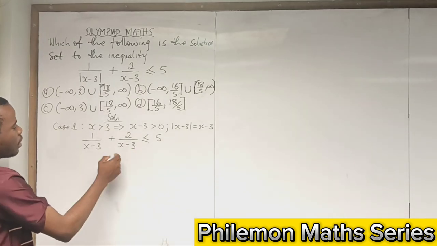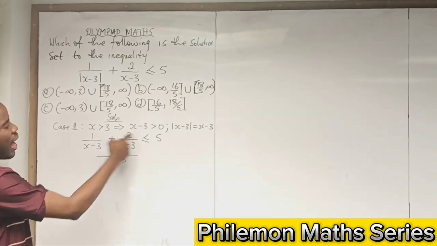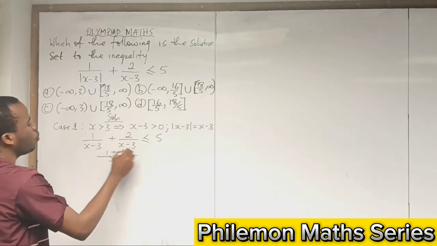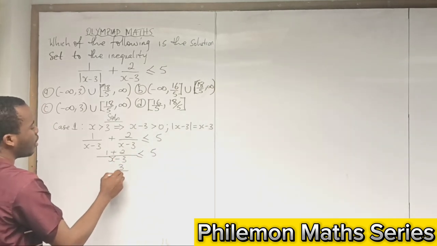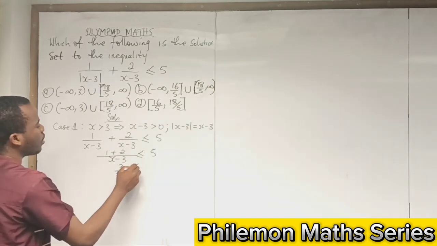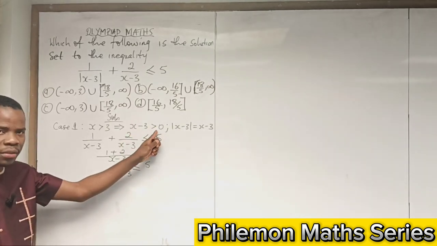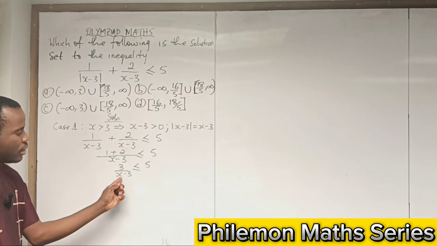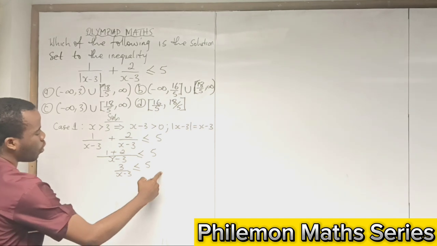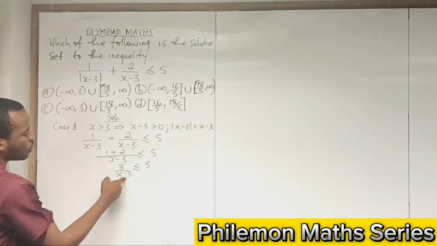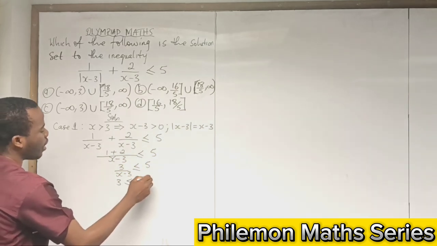The LCM here is x minus 3. Since the denominators are the same, we add the numerators. We have 1 plus 2, so we now have 3 over x minus 3 less than or equal to 5. Because x minus 3 is positive, we can multiply both sides by the denominator, x minus 3. The x minus 3 cancels, and we are left with 3, and here we have 5 times x minus 3.